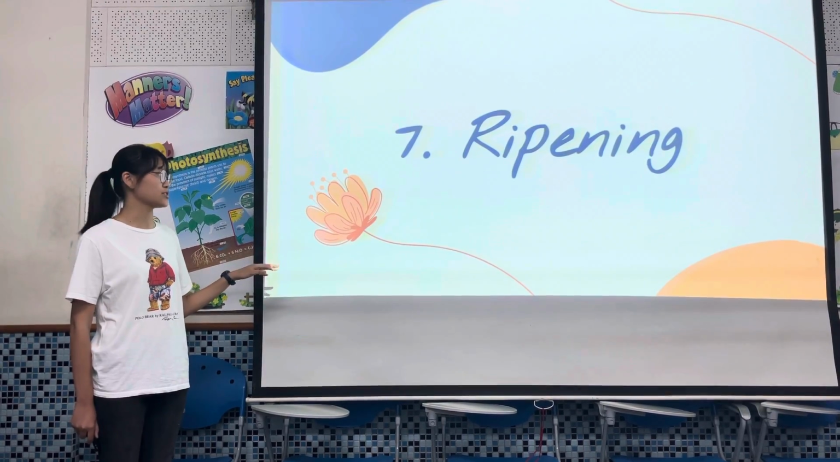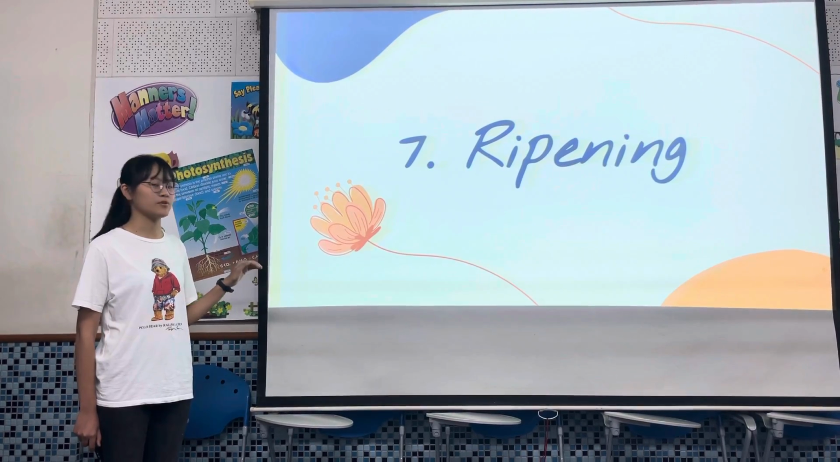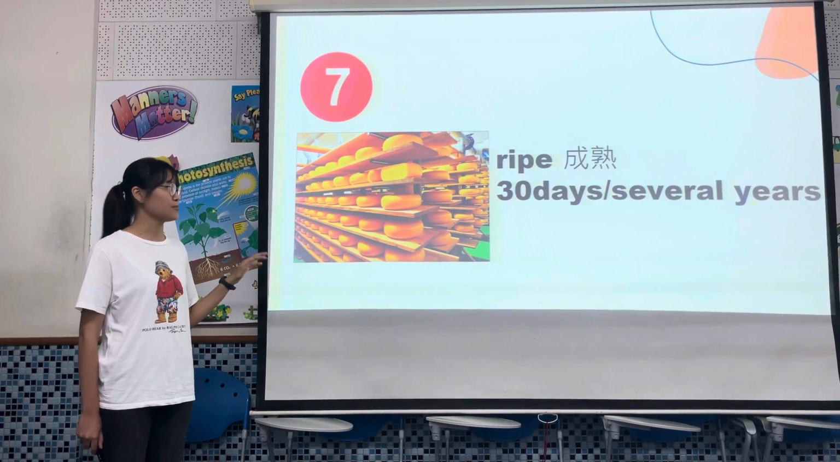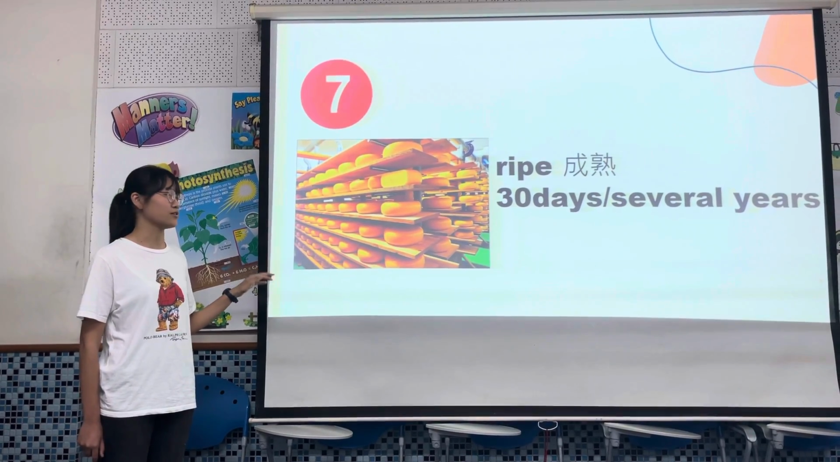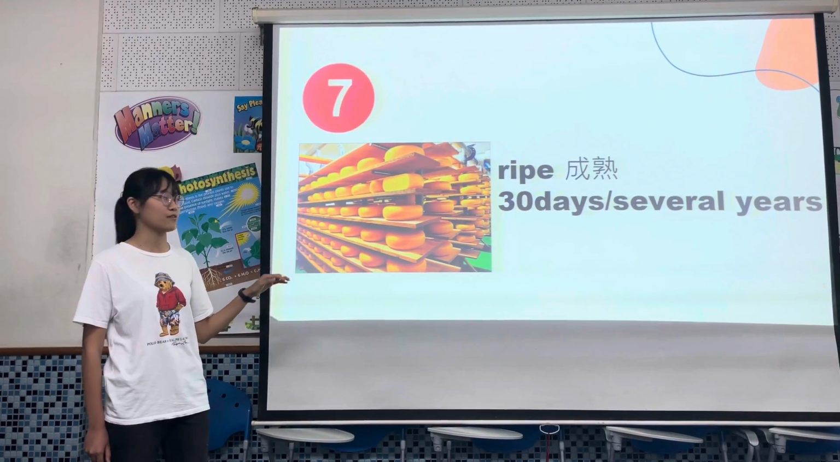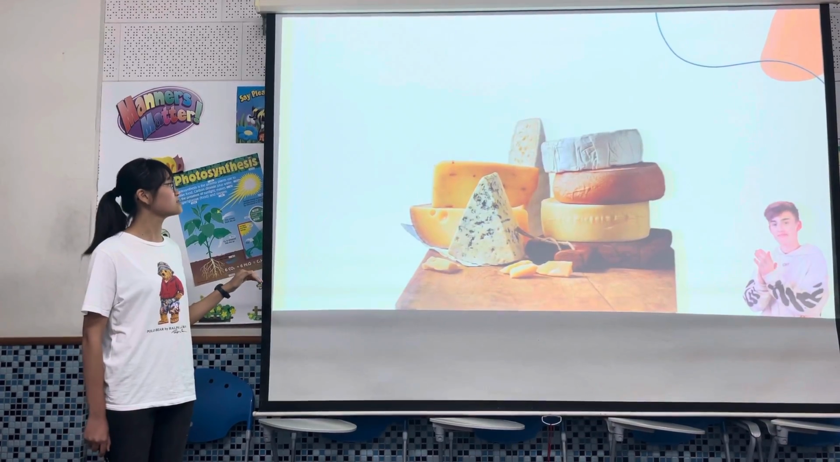And the last procedure is ripening. It's also a magic step to set up the flavor of the cheese. For ripening, you can do it anywhere you like. And the time is also from 30 days to several years. It depends on you. And then the cheese is done.